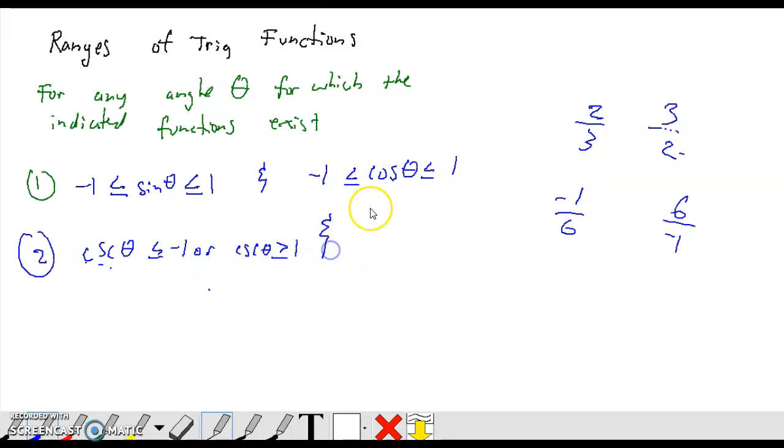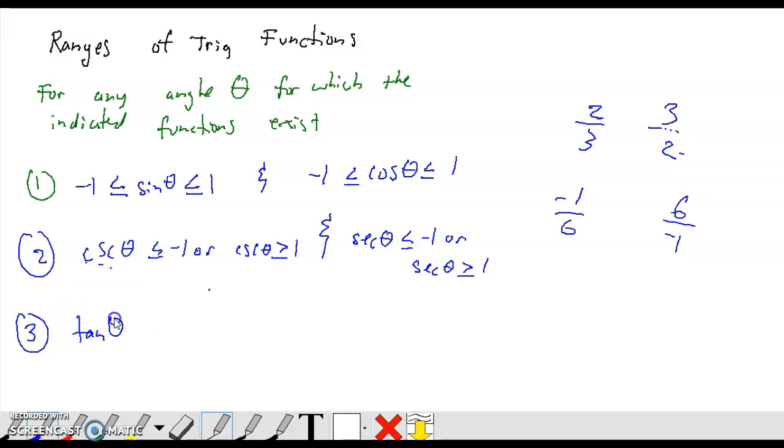And then I get to say the same thing for the other one. So secant of theta is going to be less than or equal to negative 1, or the secant of theta will be greater than or equal to 1. So we kind of get other numbers. Okay? And then the last one, the one that we haven't talked about, is tangent.